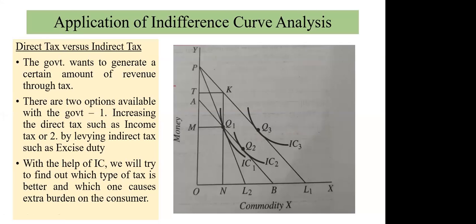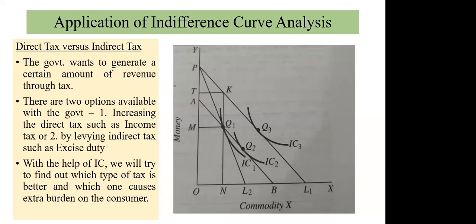So when an indirect tax is imposed, the consumer satisfaction level is reduced more. And when a direct tax is imposed, the consumer satisfaction level, though reduced, is reduced less than under the indirect tax. So it is always preferred to put more direct tax instead of indirect tax, because the indirect tax reduces satisfaction, or welfare, much more than direct tax.